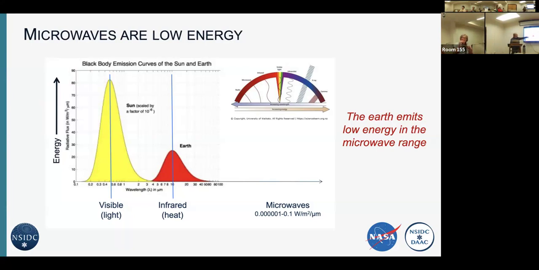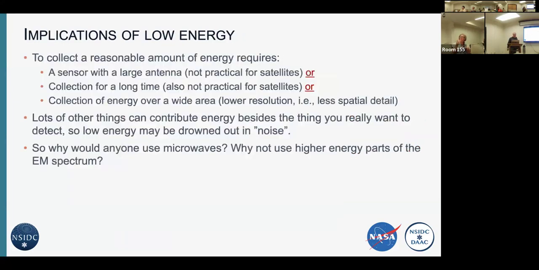This scale is in different wavelengths. The microwaves up here are just tiny. They don't even show up here. They're essentially almost the width of that line. So we're looking at really small energy levels in terms of what the Earth emits in the microwave range. That presents a challenge when we're using microwaves because we need at least one of these three things to really get enough energy.